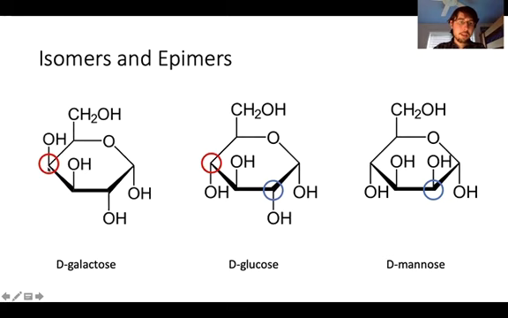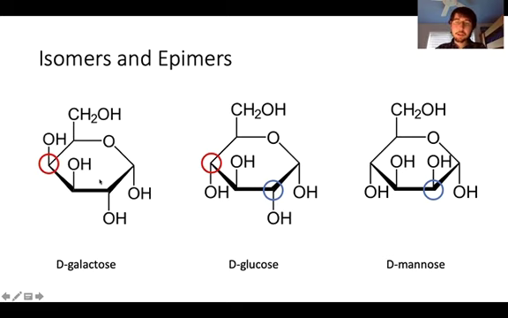that at this carbon that I've circled in red, which is carbon number 4, in glucose, this carbon points down, and in galactose, this carbon points up. And so galactose and glucose are epimers of each other. Similarly, glucose and mannose also differ by one carbon atom. In this carbon atom that I've circled in blue, which is carbon number 2, in glucose, the hydroxyl points down, and in mannose, the hydroxyl points up. So glucose and mannose are also epimers of each other.